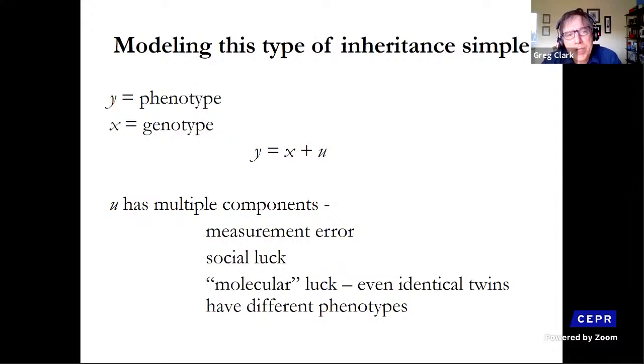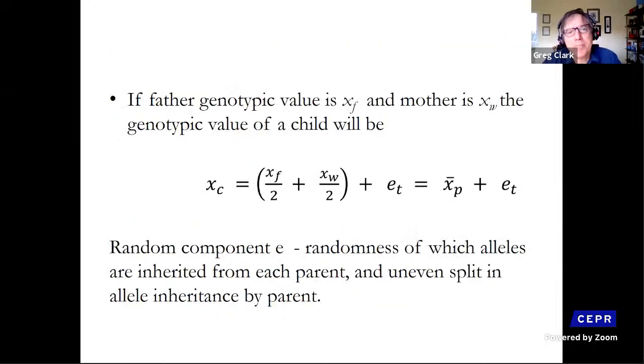And modeling this type of genetic inheritance is quite simple. We will have a phenotype Y and a genotype X, and then there's going to be a random component linking those two, and that is coming substantially from measurement error, from social luck in terms of people's outcomes. And then there's even molecular luck, because even identical twins who have the same genome have different phenotypes. The genome is a blueprint to build the person, but in the actual process of building, things can go wrong. And so you actually have this kind of molecular level luck in terms of outcomes.